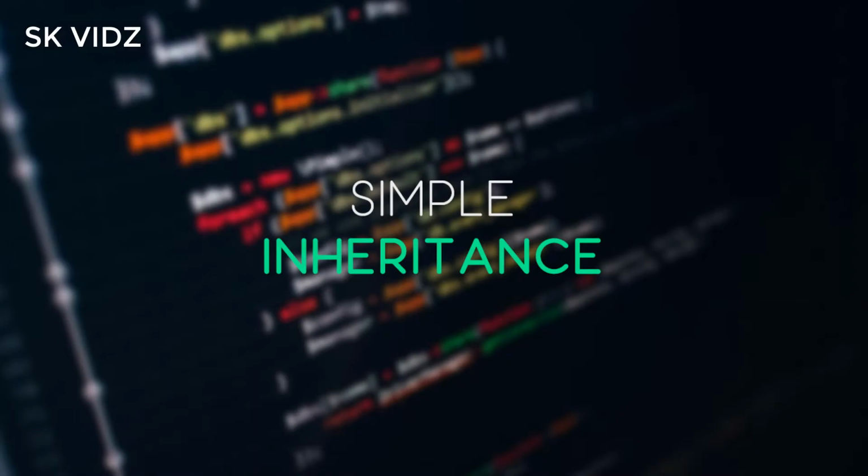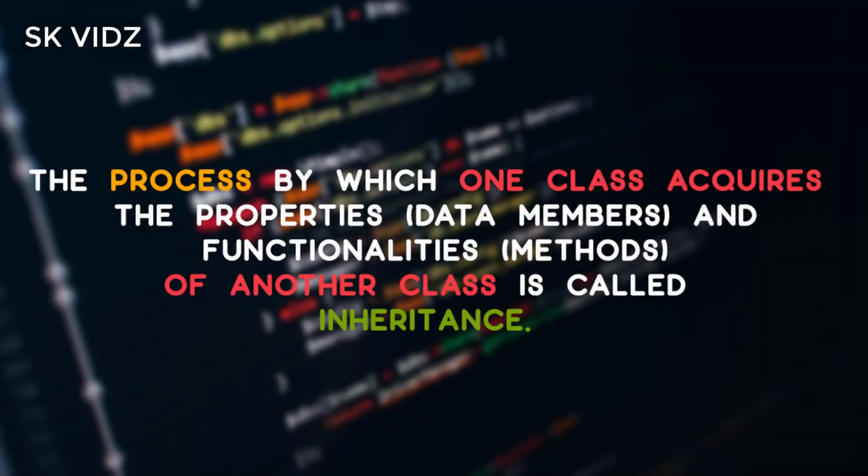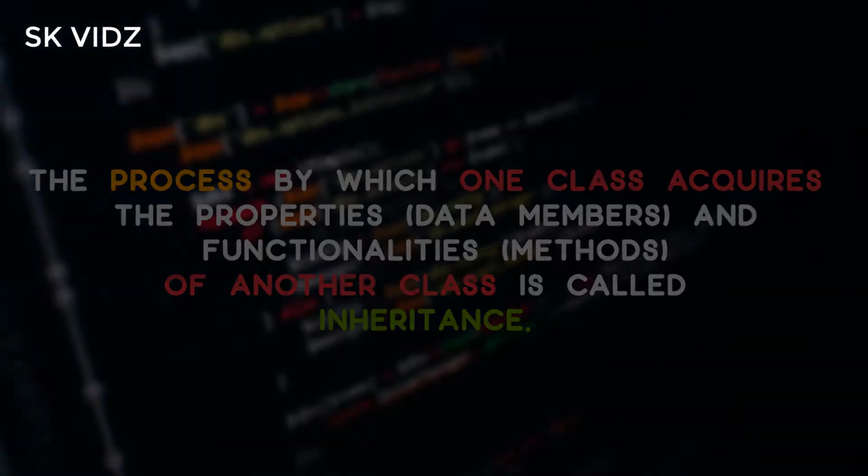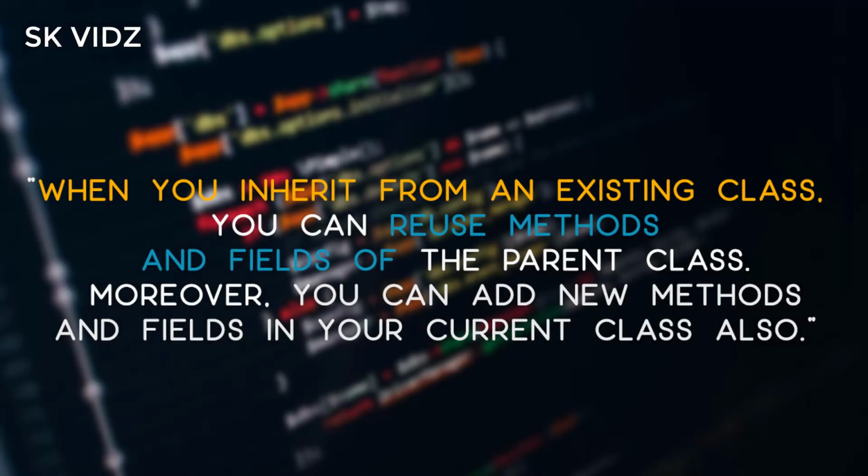In this video, we are going through simple inheritance. Inheritance in Java is a mechanism in which one object acquires all the properties and behaviors of a parent object. It is an important part of OOPS.